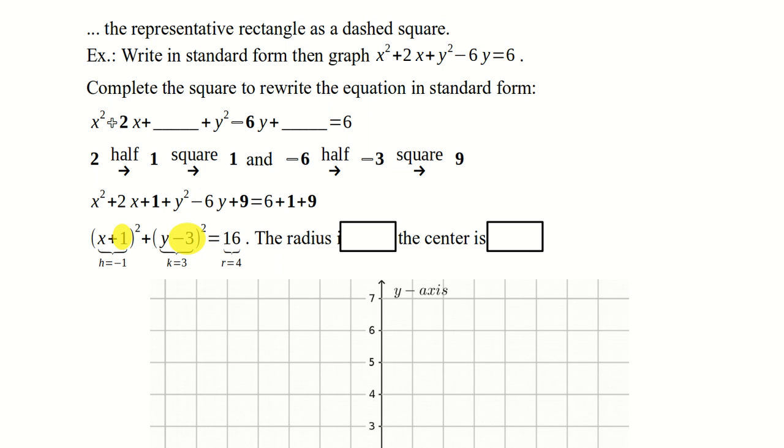When we do the arithmetic on the right side, that is 6 plus 1 plus 9, we get 16. So that 16 tells us that r equals 4. So when x plus 1 is our base, that tells us that h is negative 1. Remember, we have to think of that as a difference, as the result of subtraction. And similarly, y minus 3 tells us that that difference is 3. So our center is negative 1, 3, that is h, k, and the radius is 4.